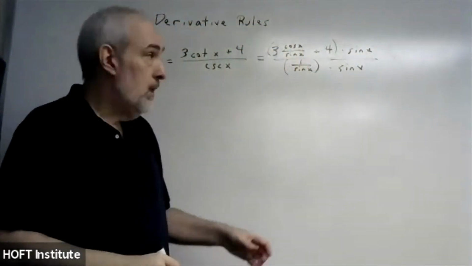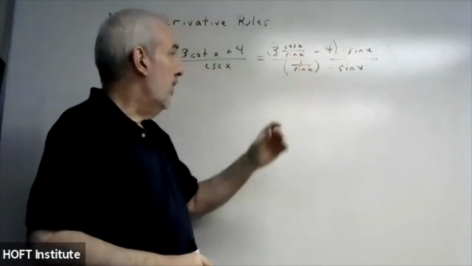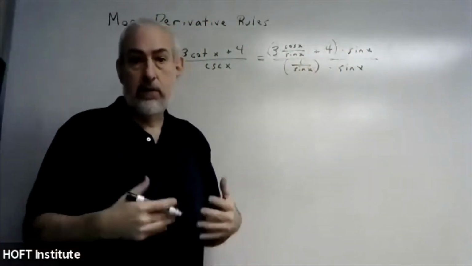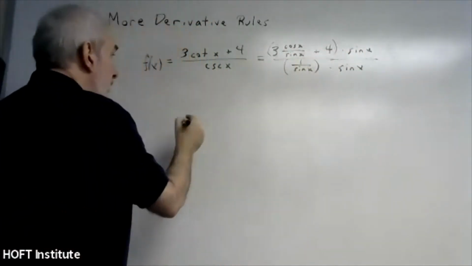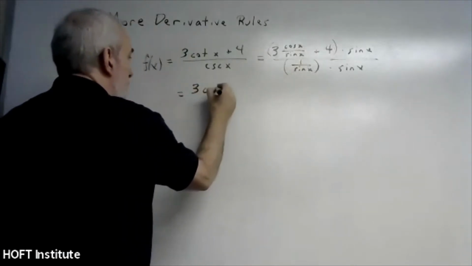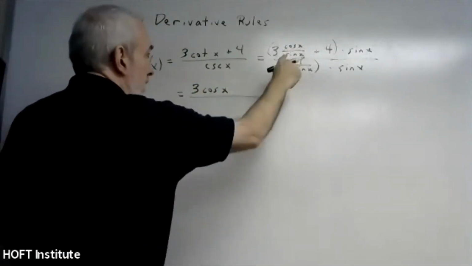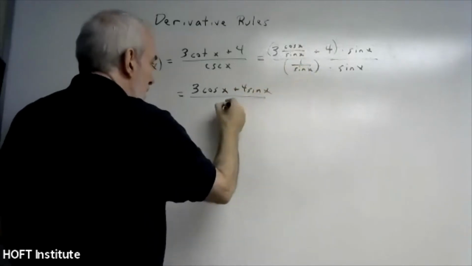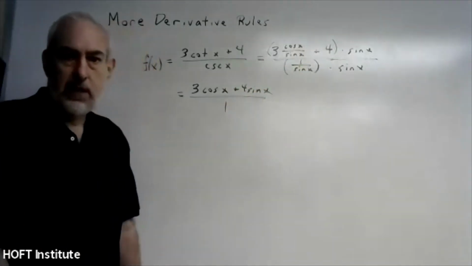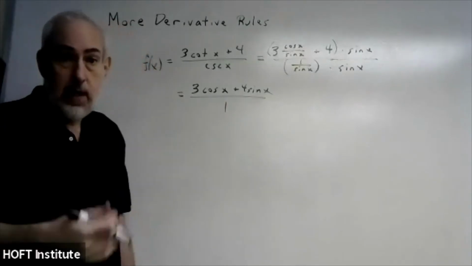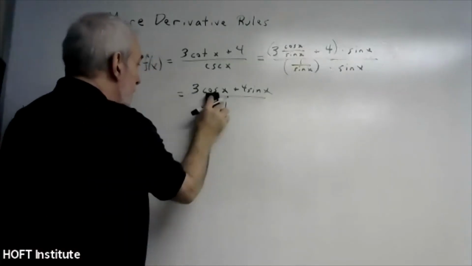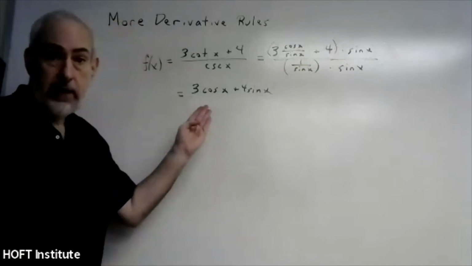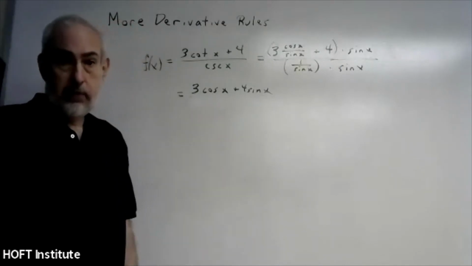Okay? So then distributing sine x times 3 cosine x divided by sine of x, the sine of x is canceled, leaving 3 cosine of x. And then 4 times sine of x. The denominator is simply sine divided by sine, which is 1. So when your denominator is 1, you can just get rid of it. So the equation simplifies to be 3 cosine x plus 4 sine x.